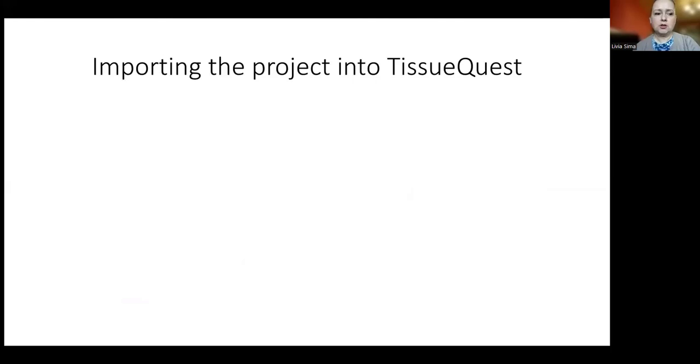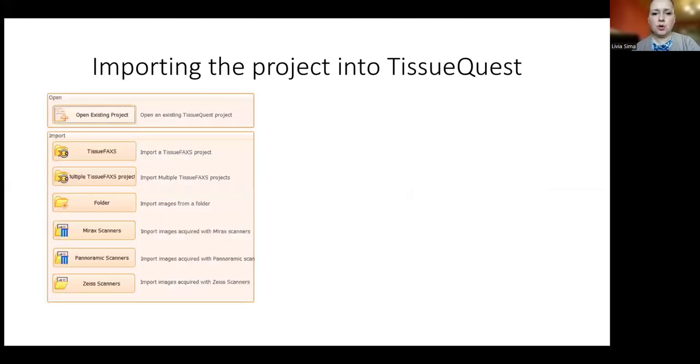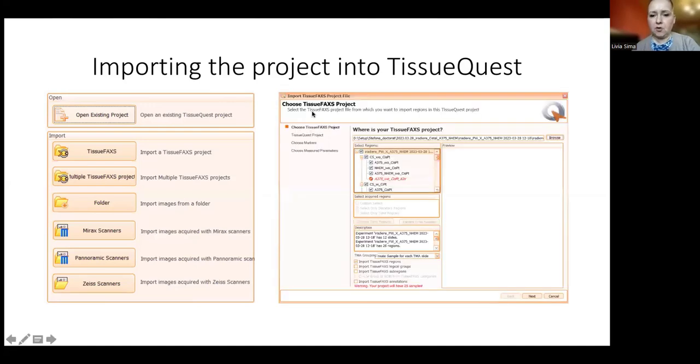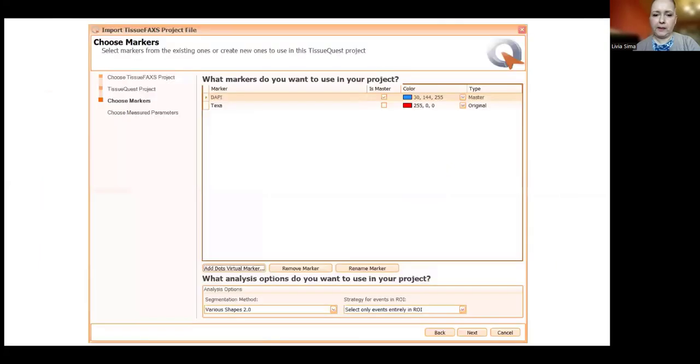In order to start the analysis, we have to use TissueQuest. For this, you have to open the software and choose Open Existing Project to import all the images for your samples to be analyzed. From this list of samples, you can choose a set of regions that you want to further analyze and for which you want to quantify the exact number of foci per nucleus.